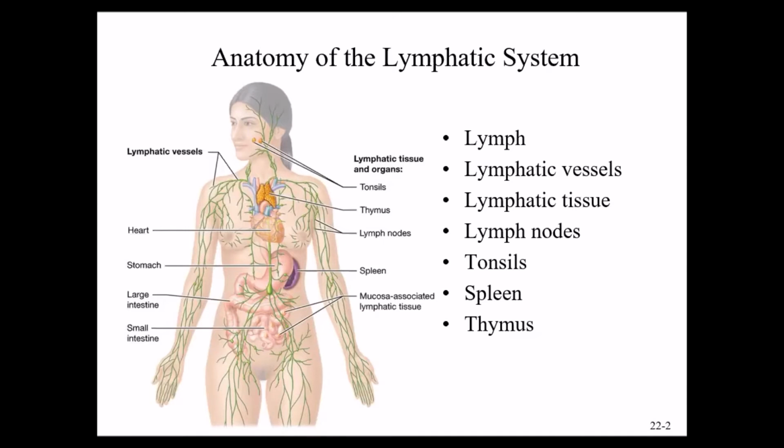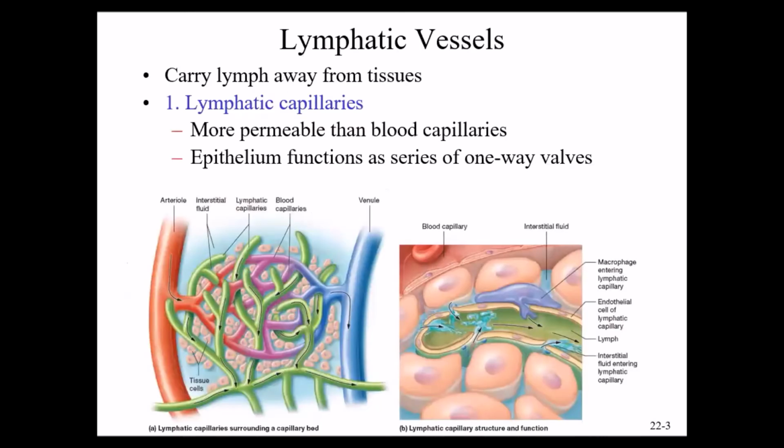You have collections of lymphatic tissue, lymph nodes, which everybody's heard of, I'm sure, and then you also have some lymphatic organs, including tonsils, the spleen, and the thymus gland. The thymus gland we talked briefly about in chapter 16, because it is part of the endocrine system as well. It does produce a hormone, and so we'll revisit the thymus briefly in this chapter as well. So let's start by looking at, again, some of the anatomy here. We'll start by looking at the lymphatic vessels.